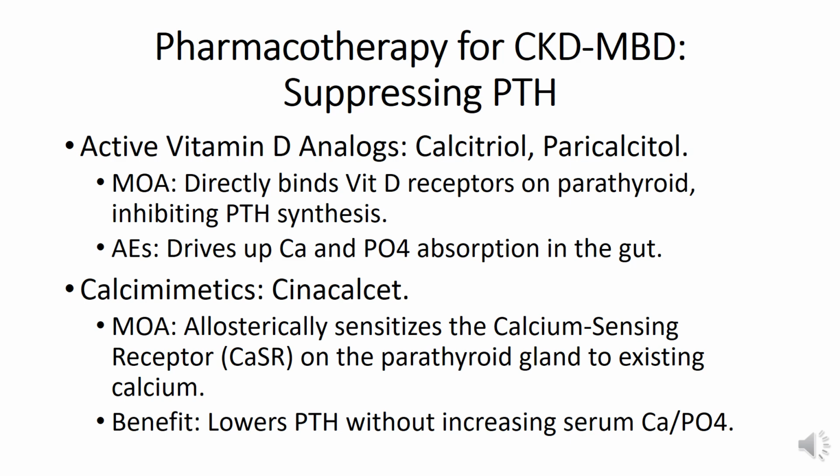The ultimate goal is not just lowering lab numbers. It is preventing bone disease, vascular calcification, and cardiovascular complications. Controlling parathyroid hormone is therefore a central pillar of chronic kidney disease, mineral and bone disorder management. And careful drug selection helps balance efficacy with safety in end-stage renal disease patients.